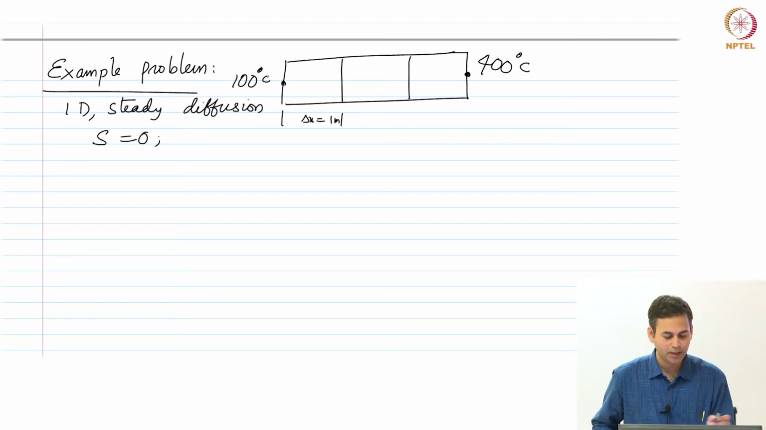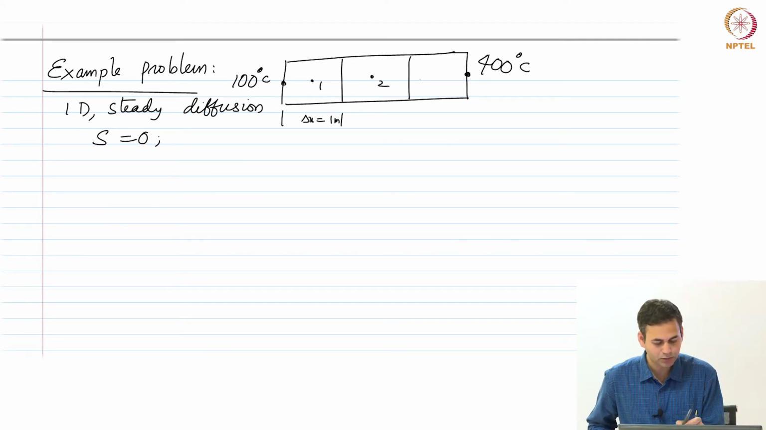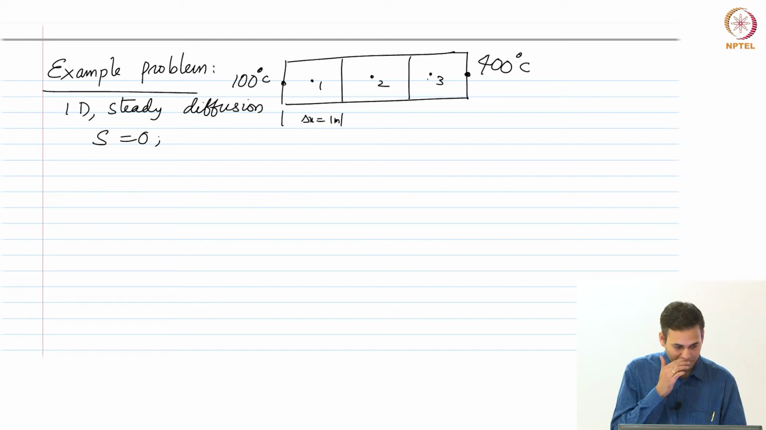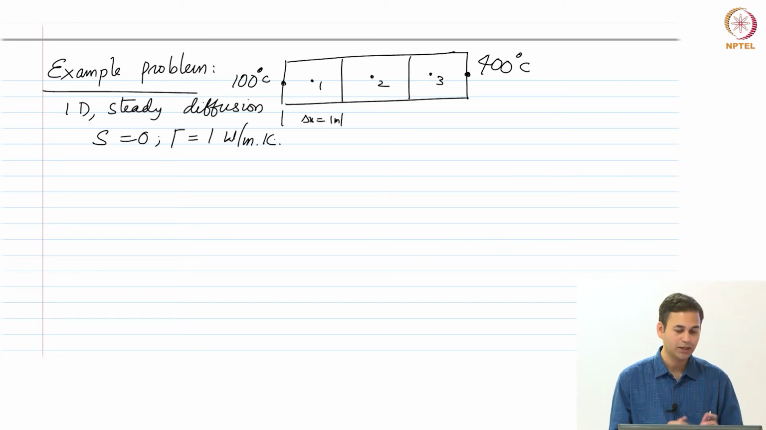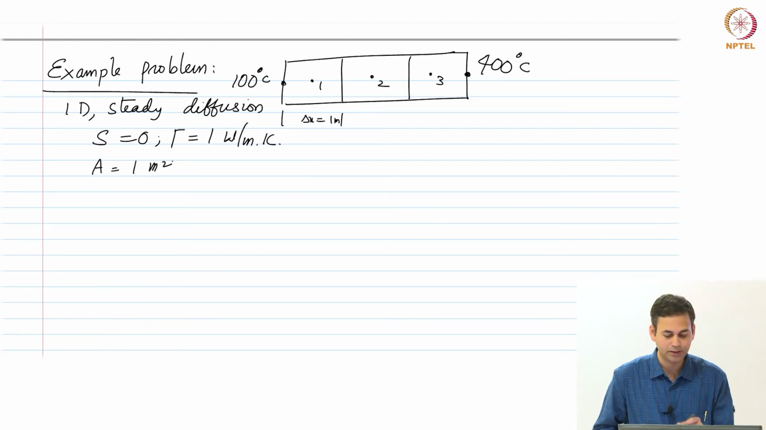And then I have 3 cells, which is 1, 2 and 3. Source is 0, and then let us take gamma or K as 1 watt per meter Kelvin. Essentially it will be easy for us if we take numbers like this, and then let us also take area as 1 meter square. That is the area of the faces. So 1D problem anyway.